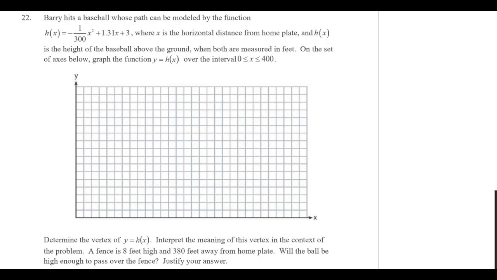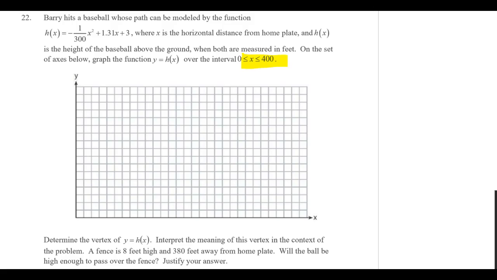This question showed up as a 6-point question that actually involved a football being kicked. But I've changed it to Barry hitting a baseball whose path can be modeled by the function h of x is negative 1 over 300 x squared plus 1.31x plus 3, where x is the horizontal distance from home plate and h of x is the height of the baseball above the ground, when both are measured in feet. And the set of axes below graph the function over the interval from 0 to 400.